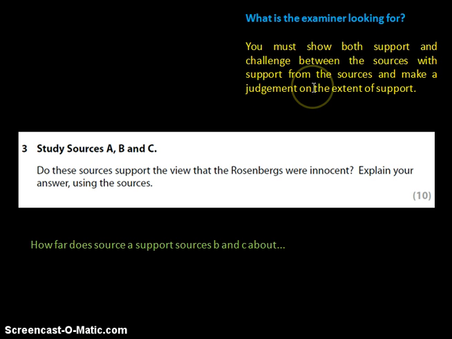What the examiner's looking for is that you show both support and challenge between the sources when you're cross-referencing, so you're looking for similarities and differences, and that you make a judgment on how far the sources support this view.